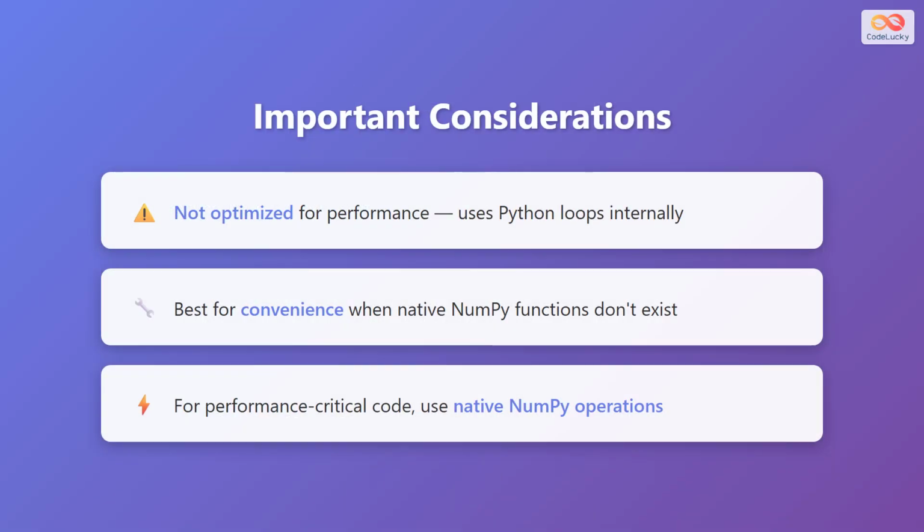There are some important considerations when using np.vectorize. First, it's not optimized for performance because it uses Python loops internally under the hood. Second, it's best suited for convenience when native NumPy functions don't exist for your specific use case. Third, for performance-critical code, you should always prefer native NumPy operations instead of vectorize, as they are implemented in C and are much faster.